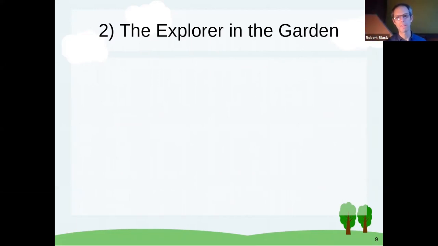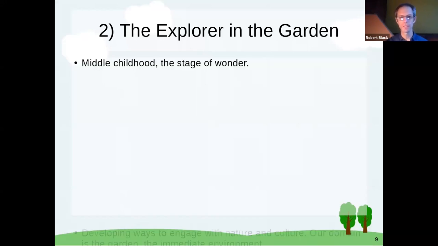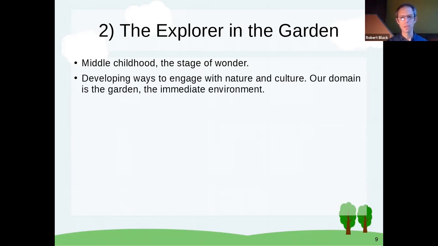Second stage, the explorer in the garden. As we mature, our life begins to expand. Middle childhood here. So this is the stage of wonder. You could say this is the quality that we embody most fully at this stage. Absolute wonder at the world as we go out and start to explore a little bit further. So we're developing ways to engage with nature and culture. Our domain is the garden, so our immediate environment, you could say.